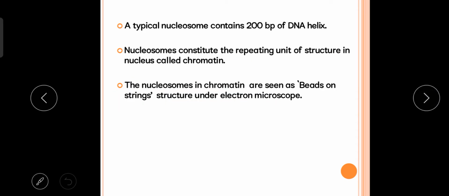One typical nucleosome contains 200 base pairs of DNA helix. Remember, BP stands for base pair, meaning nitrogenous base pairs in the DNA. So one nucleosome contains how many base pairs of DNA? Approximately 200. It may be lower than 200.